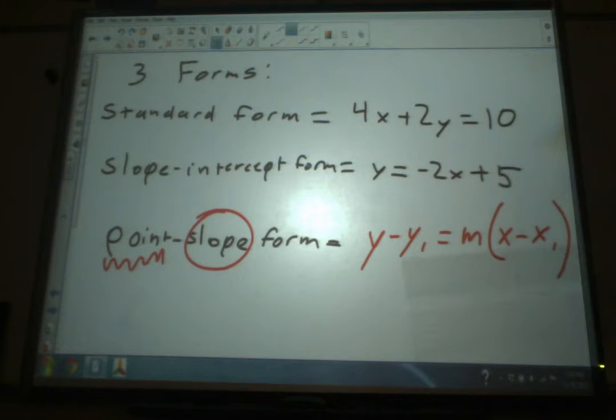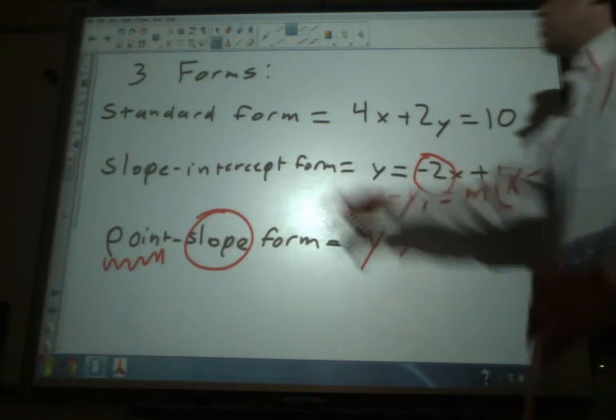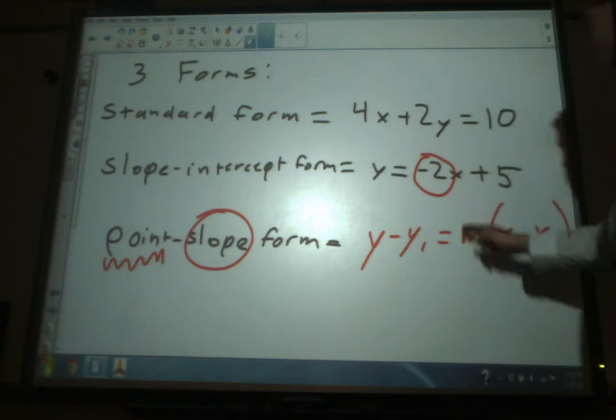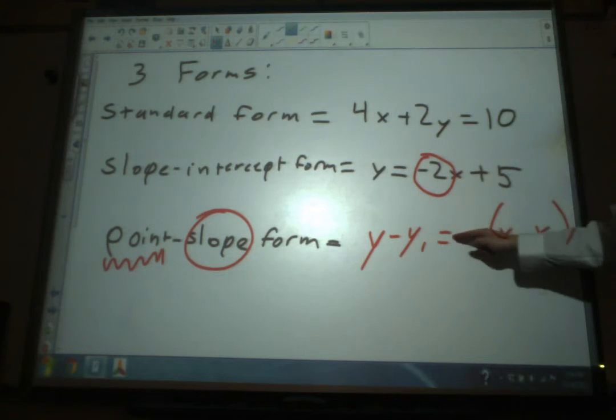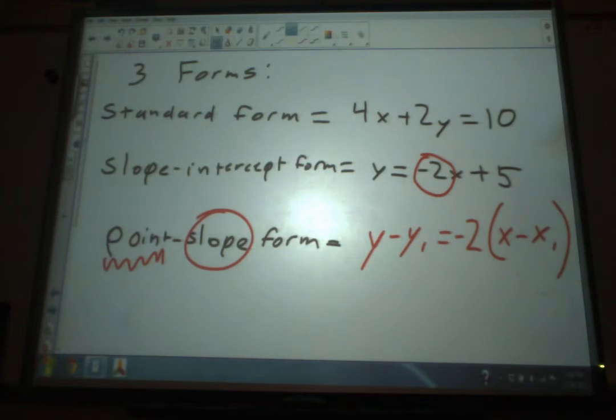Okay. Well, here's slope-intercept form. What's the m? That's the easiest thing to figure out. Remember, m is always this number right here. So the m is negative 2. There we go. We've already figured that out. If m is negative 2, then this m is also negative 2. That just stands for the slope.